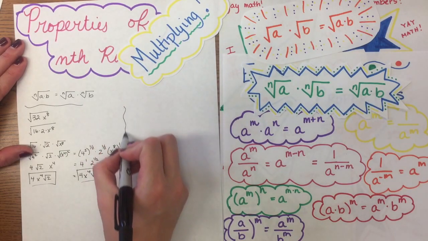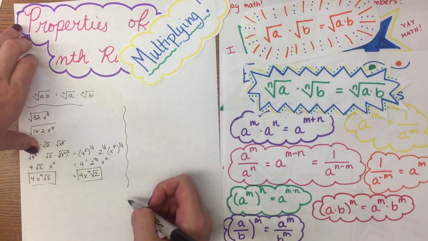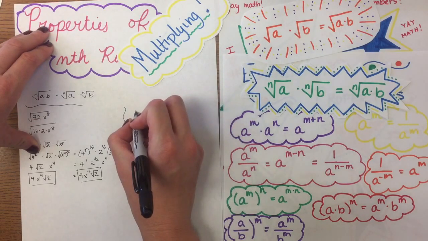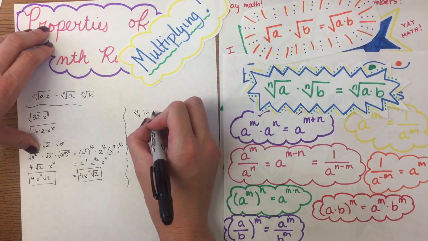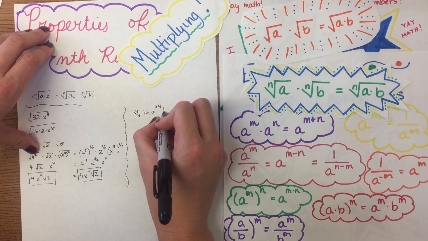So the other example I want to look at is what if I have the 4th root of 16, a to the 24, b to the 13.